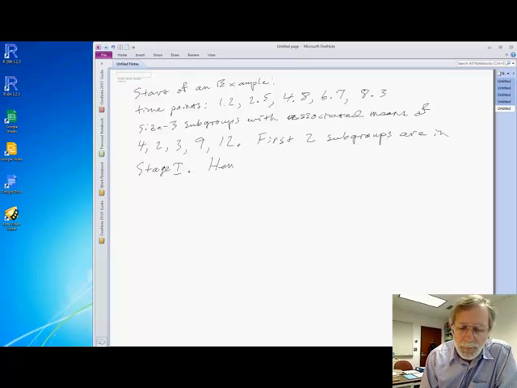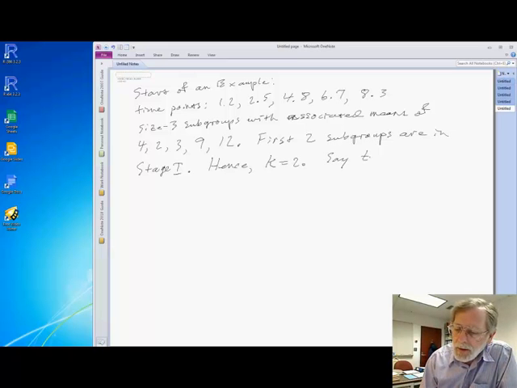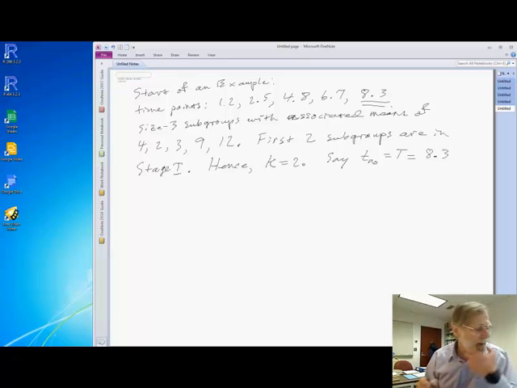Hence, k equals 2. Remember k? k is the number of subgroups in stage 1. Say T sub n naught equals uppercase T equals 8.3. So you got signal on this last time point, last subgroup.